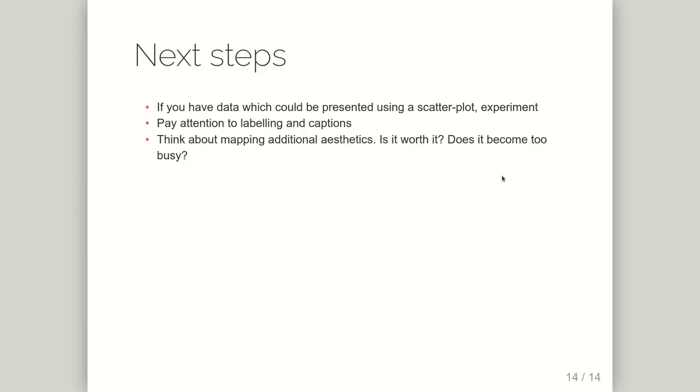So if you do have some data which you think could be plotted using a scatter plot, do just try getting it into R, trying to plot it, see what you can do with it. And once you've got it into R, you can start playing around with labeling, captions, and some of the additional aesthetics. Ask yourself, is there additional information that I can incorporate in that plot? Does that help me communicate the message that I want to communicate, or does it instead make the plot a little bit too busy for comfort? So do have a think about some of the ways that you could plot in R if you've got those 2 continuous variables.